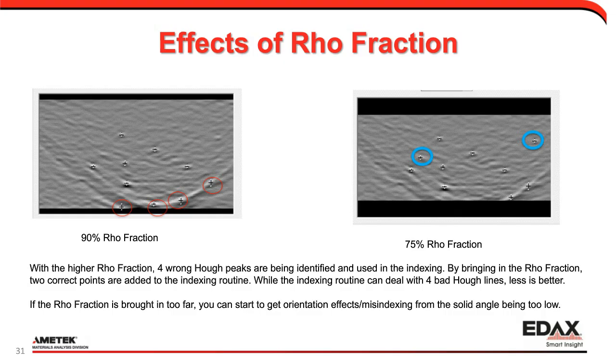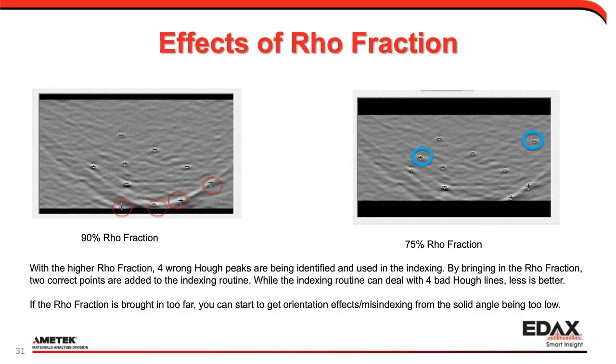So if I bring that in a little bit, in this case from 90% to 75%, I've now masked those off. And I can see that in these blue guys up here, I have 2 Hough lines that I feel better about being correct. Now, there is a danger of overdoing this row fraction. I probably wouldn't lower it less than like 65 to 70. If I bring it in too far, I lower the solid angle of the system, and then I'll start running into indexing problems because I'm not looking at enough information.